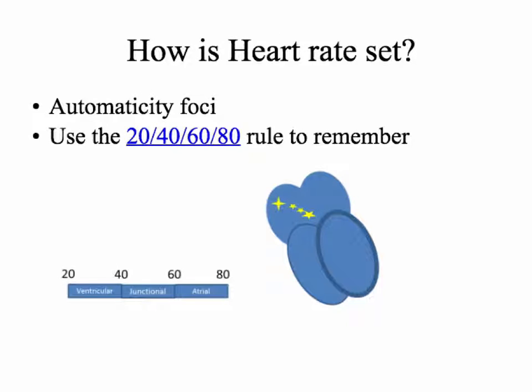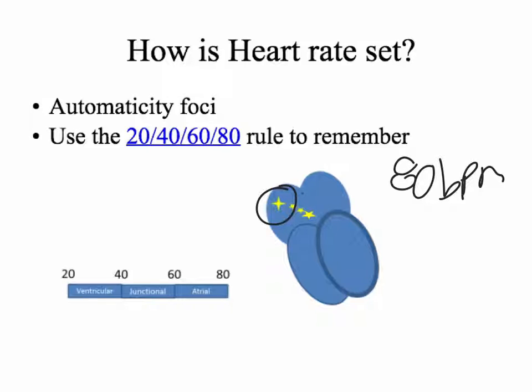The very first thing in Chapter 4 that Dubin liked to hit on were the automaticity foci. Basically the point is that you have automaticity foci that are keeping the rate of the heart. That's what causes the heart rate. The main one is the SA node. The SA node is the fastest one. It's going to hit you with about 80 beats per minute.